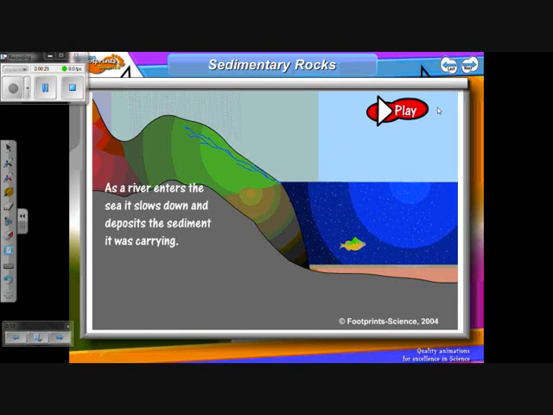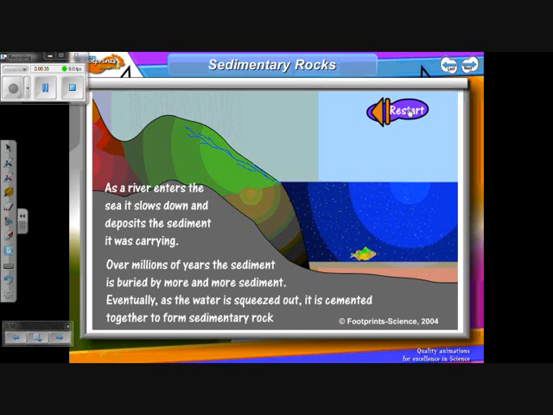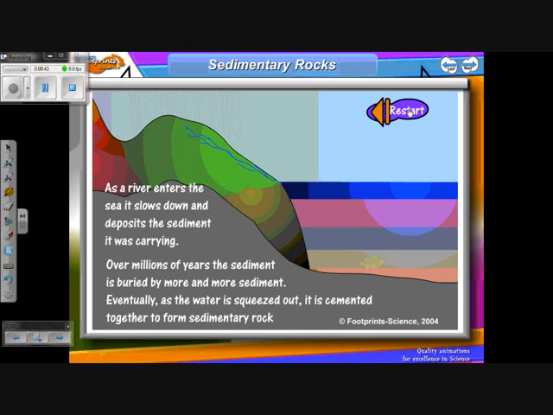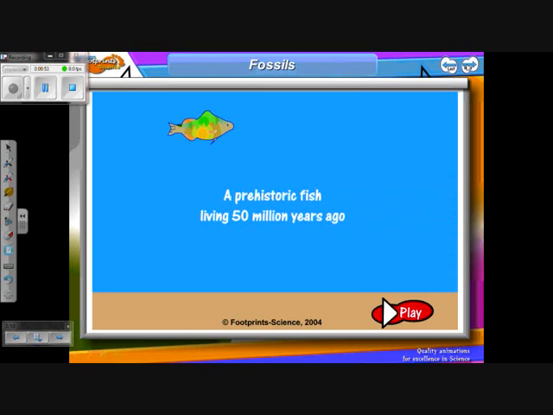Sedimentary rocks. As rivers enter the sea, they slow down and deposit the sediment they were carrying. Over millions of years, the sediment is buried by more and more sediment. Eventually, as the water is squeezed out, it is cemented together to form a sedimentary rock. Because of this, sedimentary rocks can contain fossils. So let's take a closer look.